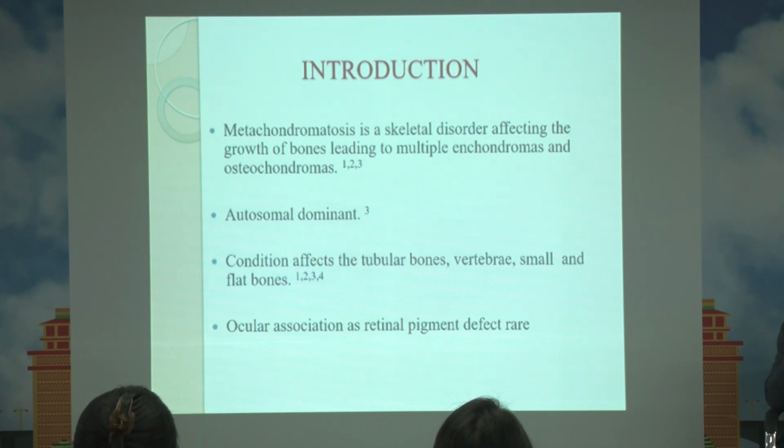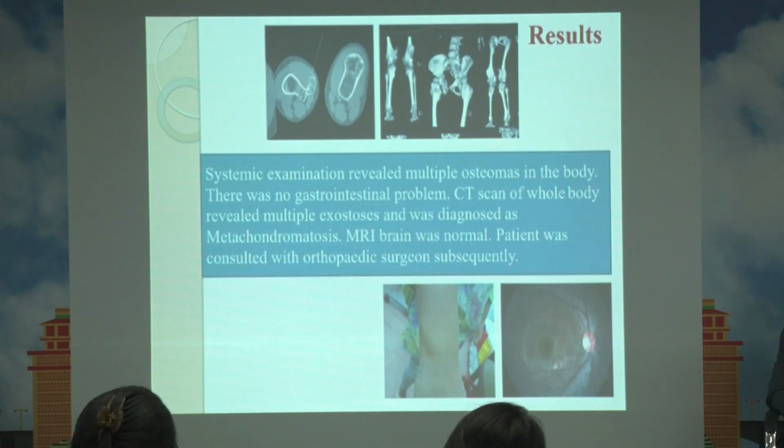Metachondromatosis is a skeletal disorder affecting the growth of bones, leading to multiple enchondromas and osteochondromas. It is an autosomal dominant condition, and it affects the tubular bones, the vertebrae, and the small and flat bones. Ocular association such as retinal pigment defect is rare. The systemic examination revealed multiple osteomas in the body. There was no gastrointestinal problem, but the CT scan of the whole body revealed multiple exostosis and she was diagnosed as metachondromatosis. The patient was subsequently consulted with an orthopedic surgeon.